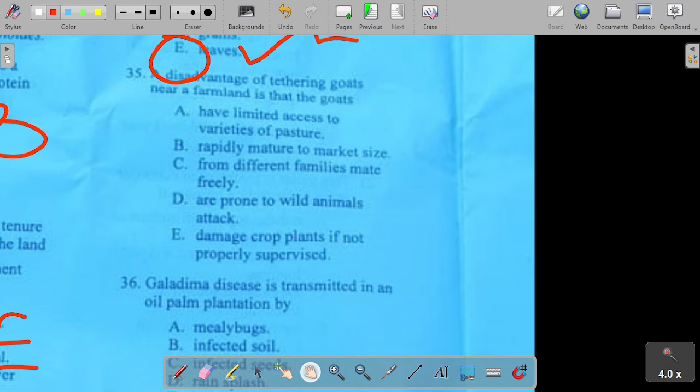35. Say a disadvantage of tethering goats near a farmland. Tethering goats near a farmland, number 35, is that the goats have limited access to a variety of pasture, rapidly matured from different size, different family mates freely. It is prone to wild animal attacks, damage plants if not properly supervised. Of course, E.